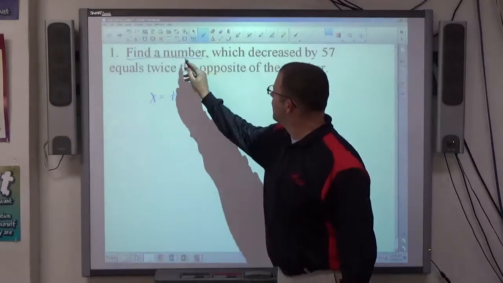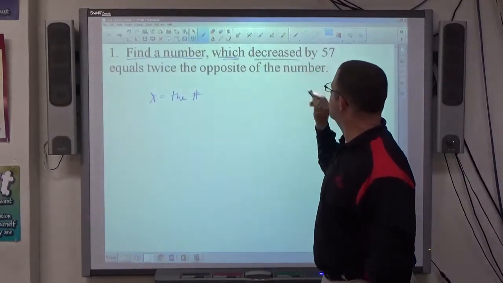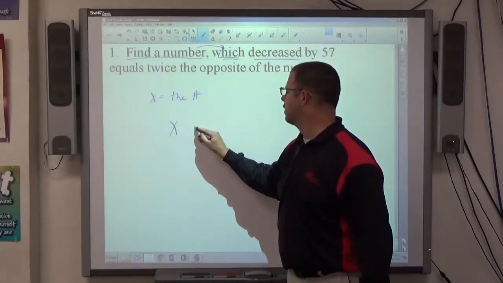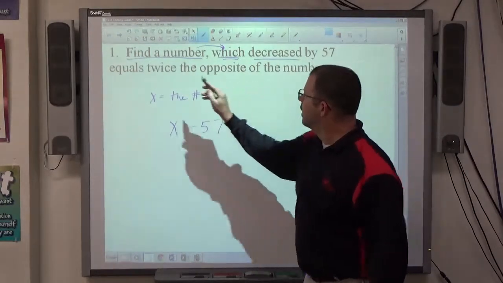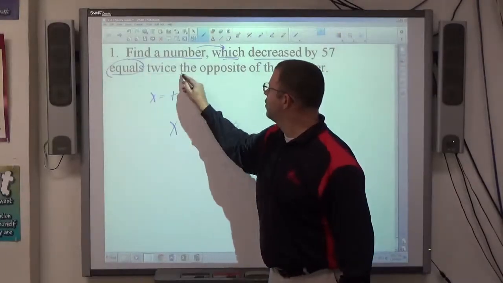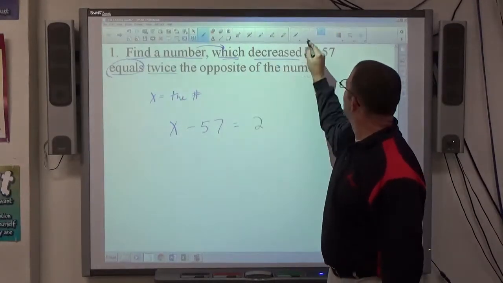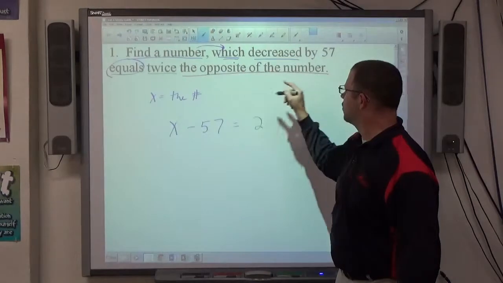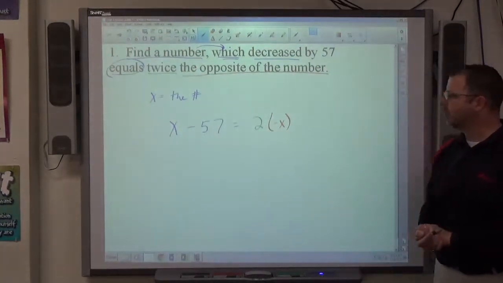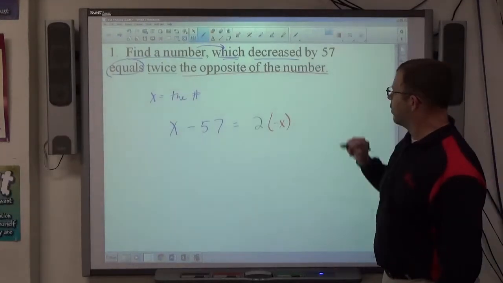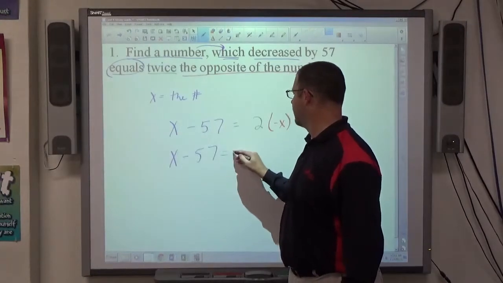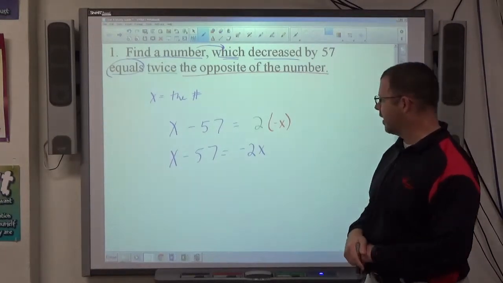Okay, and a number which decreased, so they're saying the number is decreased by 57, so the number decreased by 57 equals, that's an equal sign, and then twice is 2 times. And then it says the opposite of the number. So if x is the number, then negative x is the opposite of the number. So that's how we create the equation. Once we create the equation correctly, I would probably make it a little prettier. So x minus 57 is equal to negative 2x, would be probably the best way to write it.